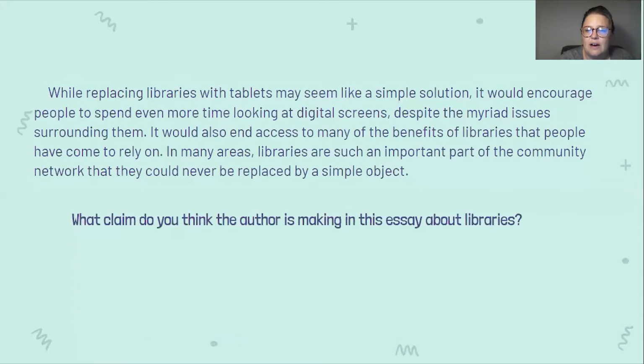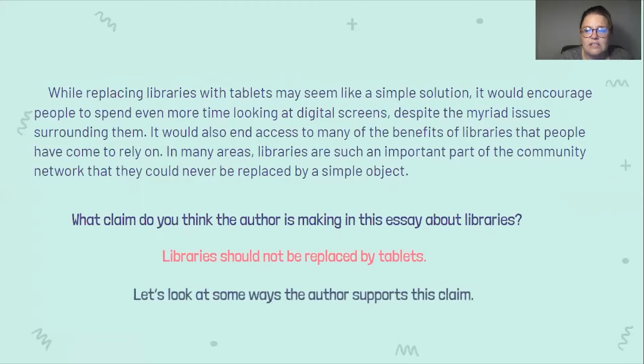What claim do you think the author is making in this essay about libraries? Libraries should not be replaced by tablets. Let's look at some ways the author supports this claim.